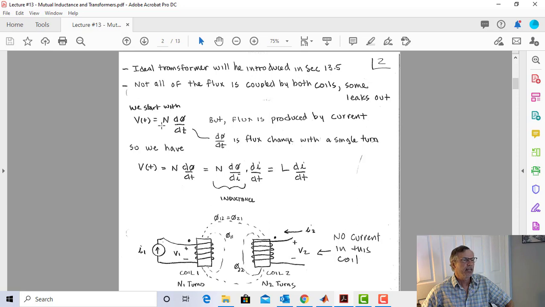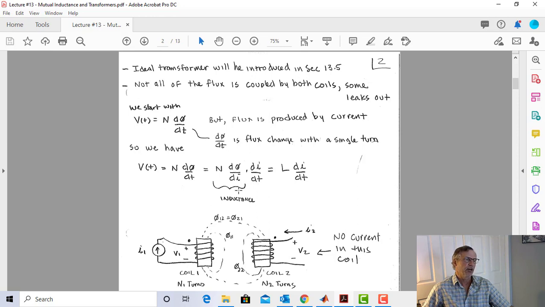We're going to start with v of t equals n d phi dt. That was our Faraday's law that we pulled from Maxwell's equation. And so flux is produced by current because flux is part of a magnetic field, which comes from a current. So d phi dt is the flux change with a single turn. So let's break d phi dt up here. So we have v equals n d phi dt. But now I'm going to say, okay, instead of having flux that just happens to be there, how do we put it in there? So we have v equals n d phi dt, but let's break d phi up into d phi di times di dt.